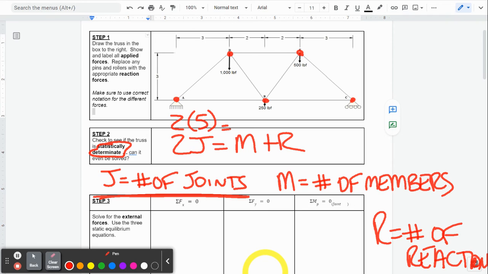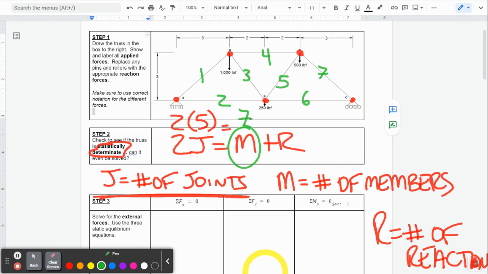So the next thing that we're going to do is try to find the number of members. All right, and I'm going to do this in green. So the number of members is going to be the lines between your joints, right? They're going to be those beams that are going to be between the joints. So we count that. We have 1, the member from A to B, 2, the member from D to B, 3, the member from D to E, 4, the member from B to E, 5, the member from B to C, 6, and the member from E to C, 7. So this number is going to equal 7.